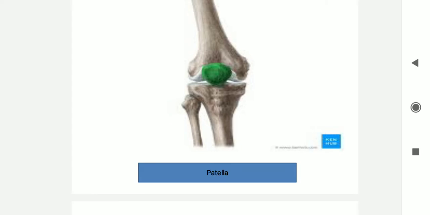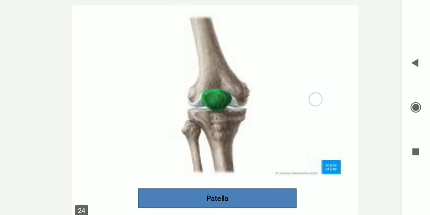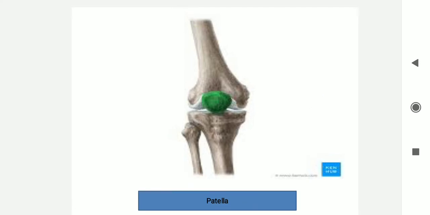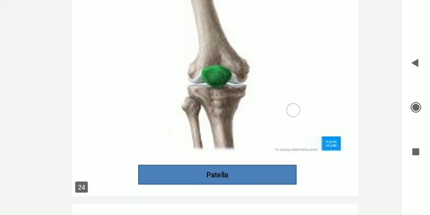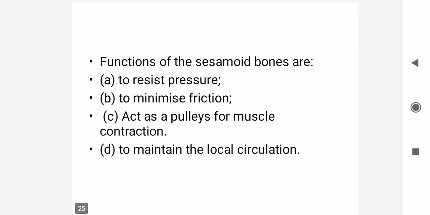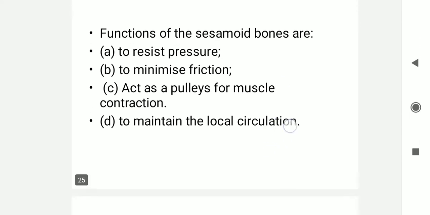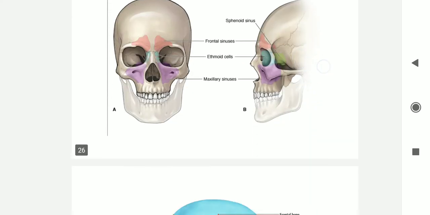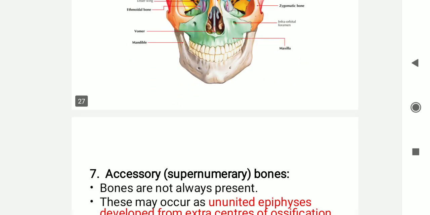Meaning, whatever pressure comes from the lower end of the femur to the upper end of the tibia or fibula, it will decrease the pressure. As well as it will minimize the friction, and it increases the local circulation. Simply, you can easily remember that it reduces the pressure and friction, increases the local circulation, as well as acts as a pulley for muscle contraction. So you have to remember these four functions. It can be asked for 2 marks separately.